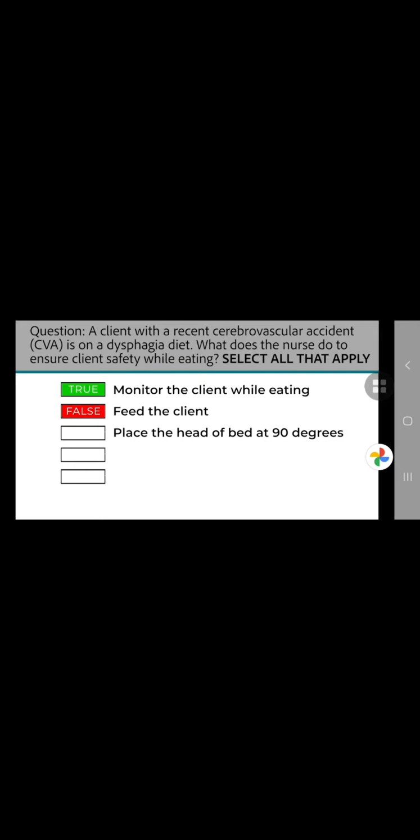Does the nurse need to place the head of the bed at 90 degrees? That's true. Unless there's complicating factors, which would be in the stem of the question, then the nurse should place the head of the bed high so that the person with dysphagia can swallow well. Should the nurse check for pocketing of food? True or false? True. The client with dysphagia is prone to pocketing food and the nurse has to check for this. Does the nurse need to offer thinned liquids? Well, this is false. The client with a CVA on a dysphagia diet oftentimes shouldn't have thin liquids at all, but should have liquids that are specifically thickened.